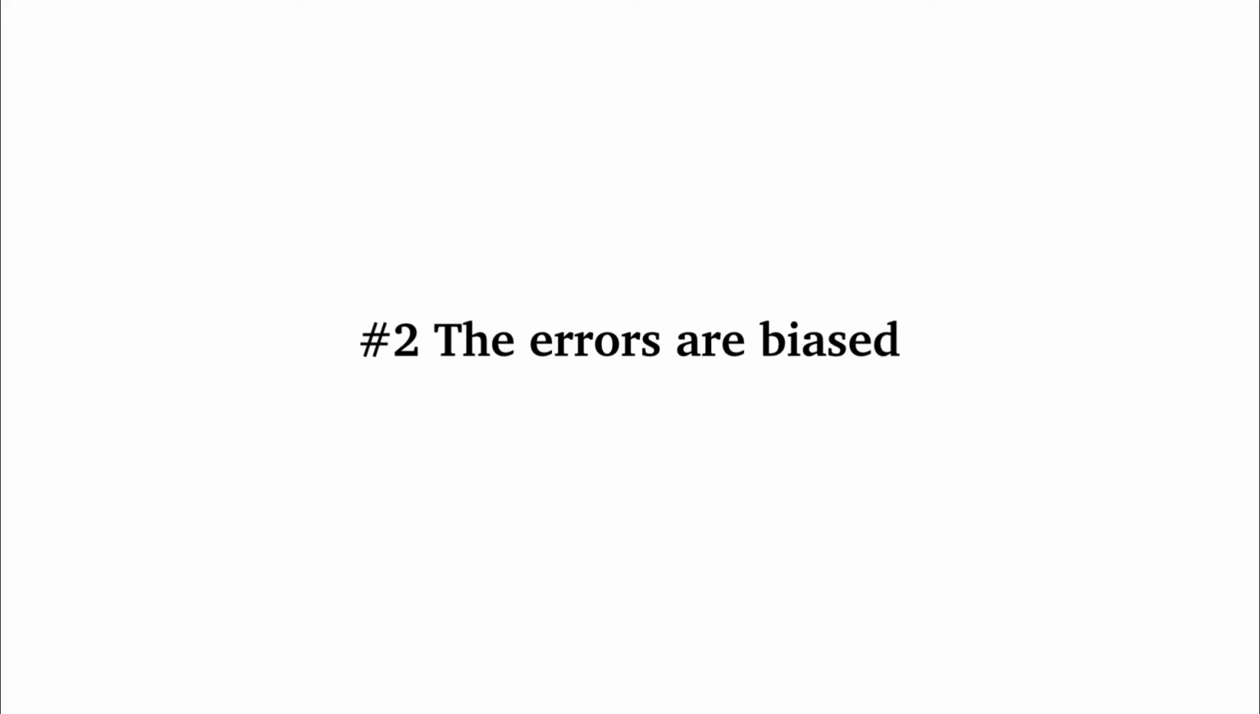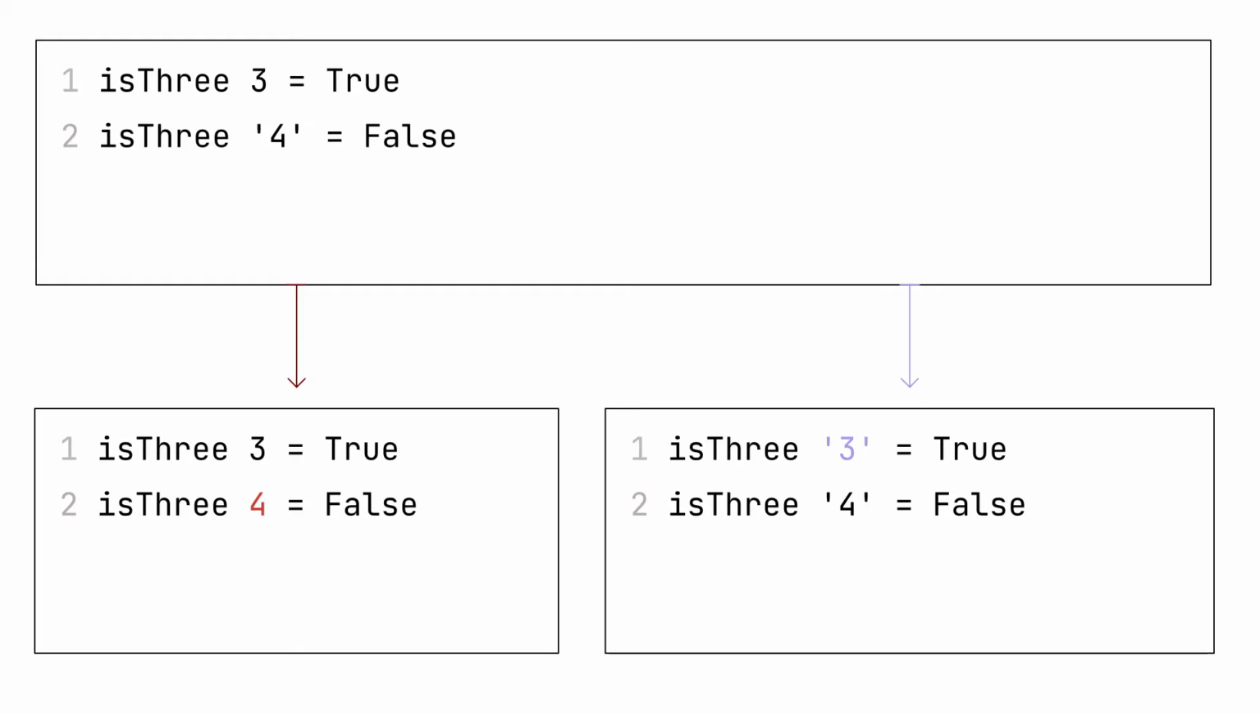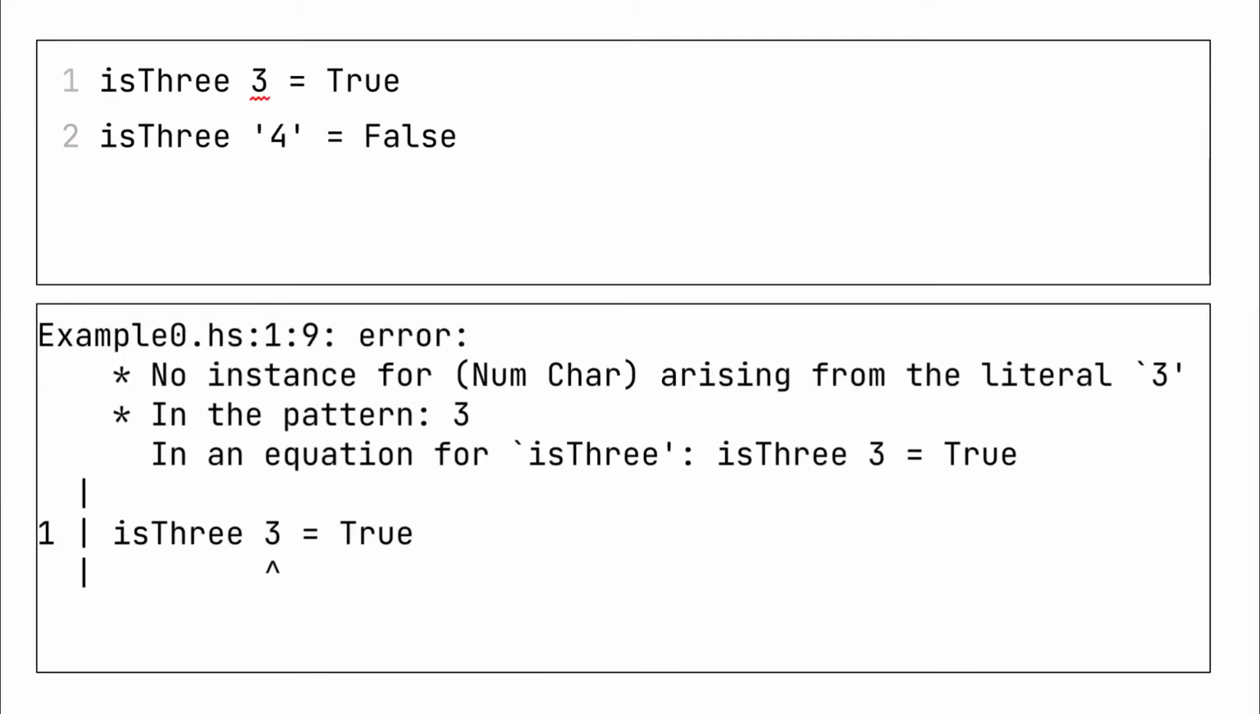The type errors are biased. In this example, the function can be fixed on both lines. It is unclear which one is the correct fix without consulting the author of the program. However, the compiler insists the error happens in one place instead of the other.